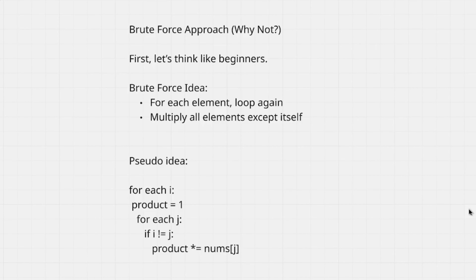So let's see the approach. In the approach, we have two methods. One is the brute force approach, another one is the optimized approach. Let's see the brute force approach first. At first, let's think like a beginner. Brute force idea: for each element, loop again and multiply all elements except itself. Right? So here is the pseudocode.